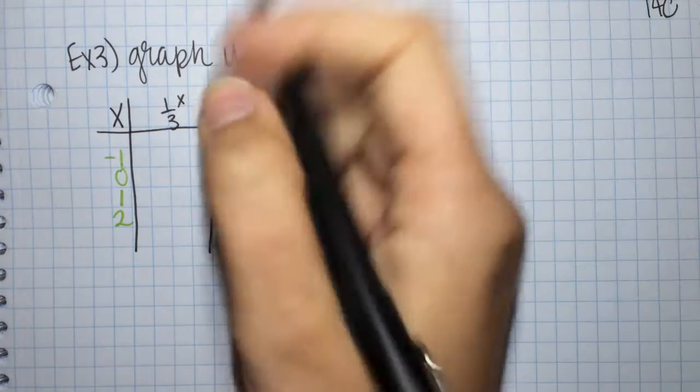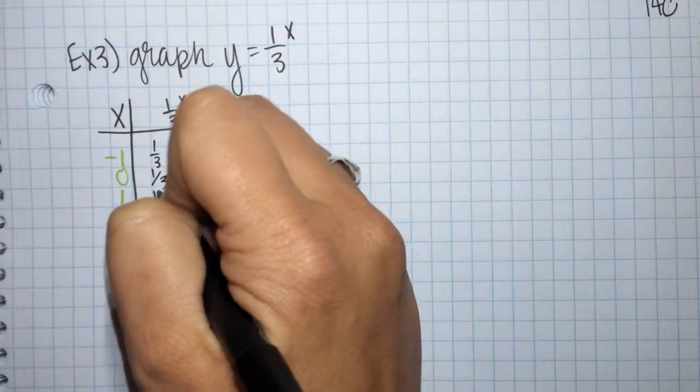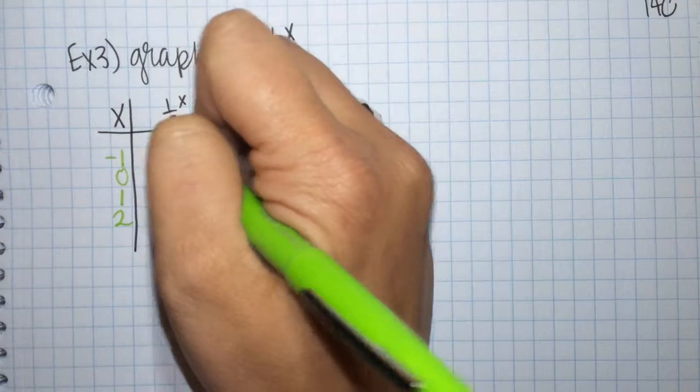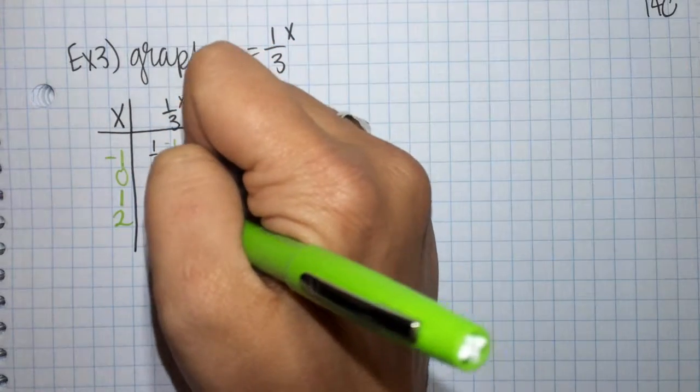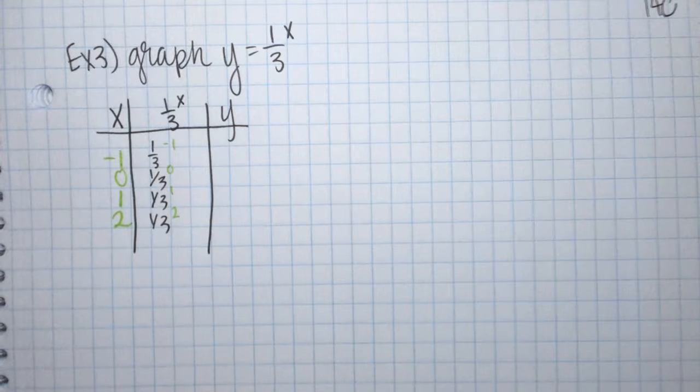What do we write in the middle? 1/3. We write our operation, correct? And then it's going to be to the -1, to the 0, to the 1, to the 2. Now, anytime we have a negative exponent, what?